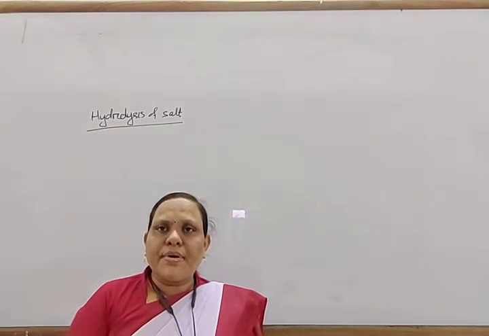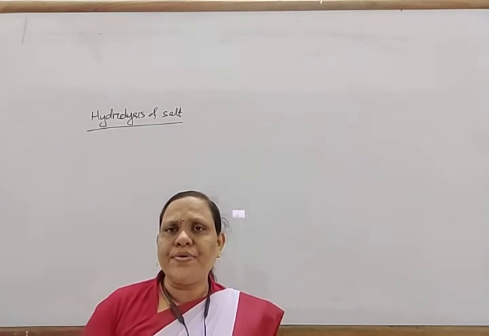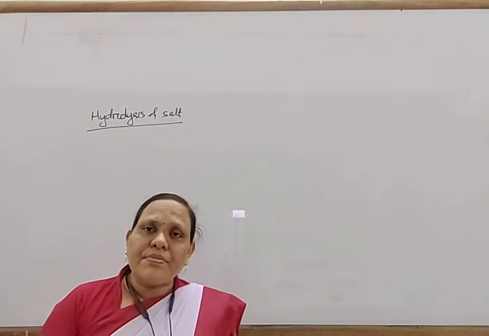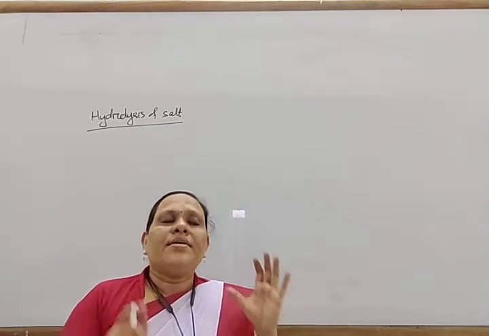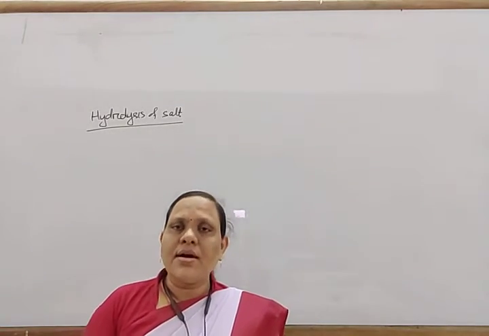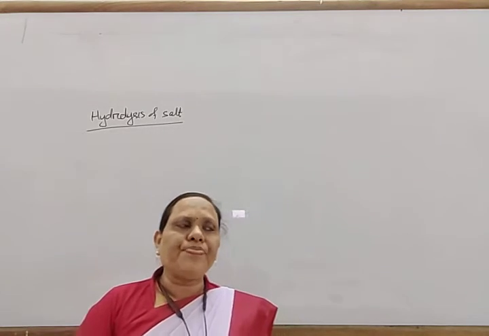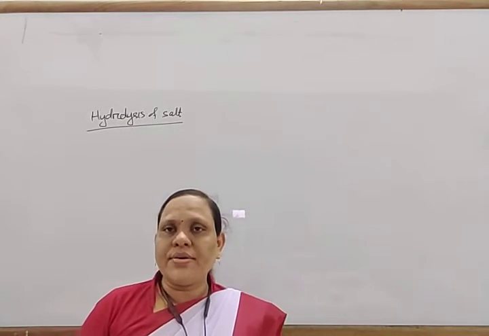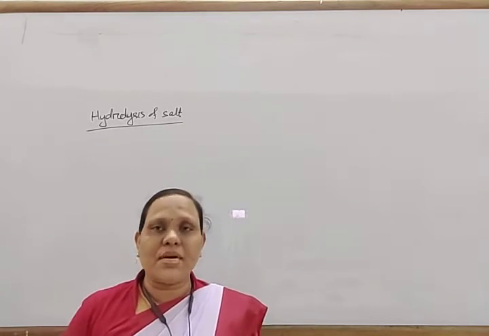Next, come to another part of this chapter, that is hydrolysis of salt. So what does this hydrolysis mean? Actually, hydro means water and lysis means breaking. So, water breaking. So what is water breaking? That means whenever a salt is dissolved in water, it reacts with water. Salt contains two types of ions, cation and anion. Water also contains two types of ions, that is H plus and OH minus ions.